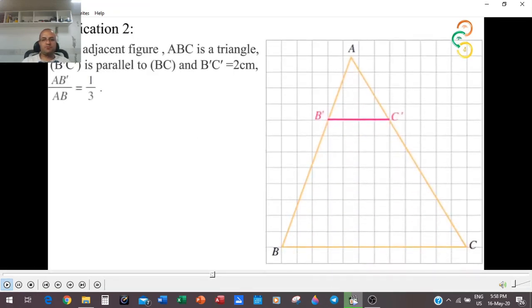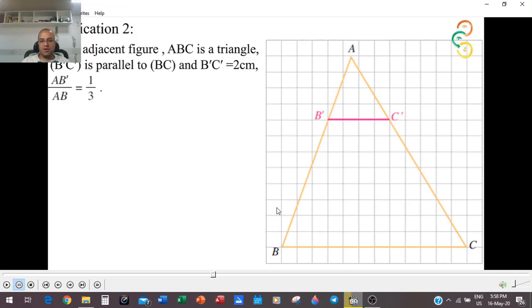Application 2, also on page 85. We have the triangle ABC in the adjacent figure. ABC is a triangle, B prime C prime is parallel to BC, and B prime C prime equal 2 centimeters. And also it's given that AB prime over AB equal 1 over 3. So here, let's think about it. I'm going to give you some time to think about it.